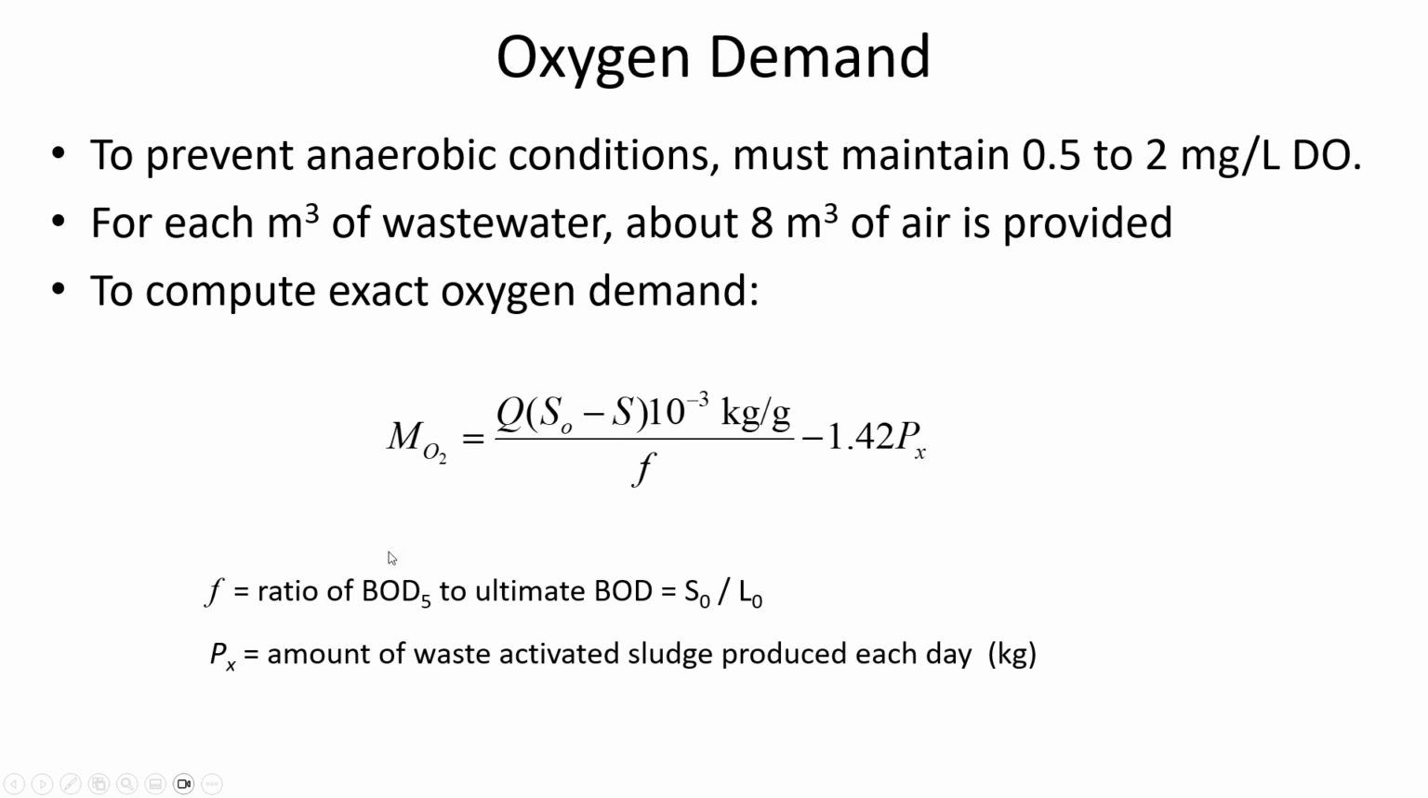And then also this F term in the denominator is the ratio of the BOD5 to the ultimate BOD. And the reason why we have to include that is because usually S naught and S are expressed in terms of the 5-day BOD demand, and it's the ultimate BOD that reflects how much oxygen is going to be consumed. And so it's just kind of a correction factor, because we're measuring oxygen demand in just a 5-day period, but it's the ultimate oxygen demand that impacts how much oxygen is needed.